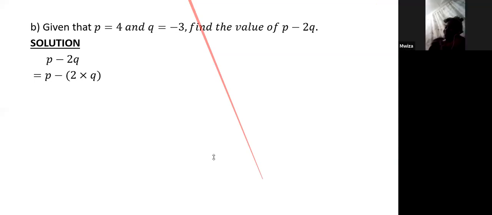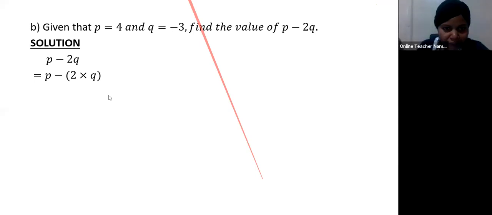So where there's P, we'll replace a 4, and where there's Q, we'll replace a -3. Let's do that. Where there's P, we'll replace a 4. Where there's Q, we'll replace a -3.